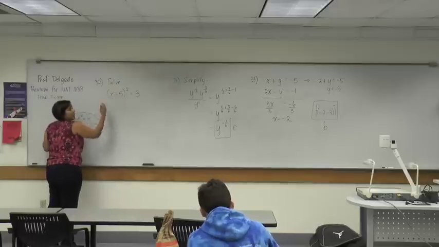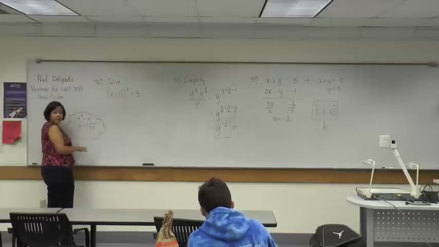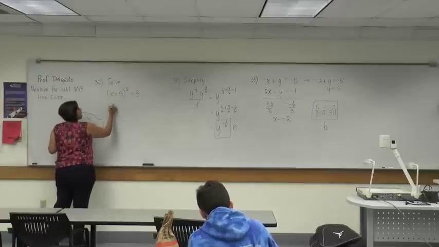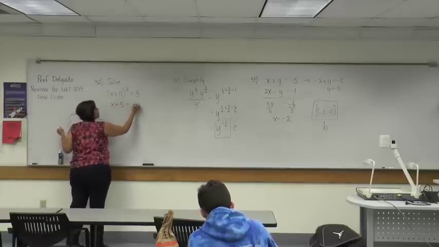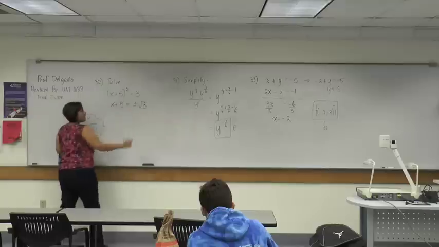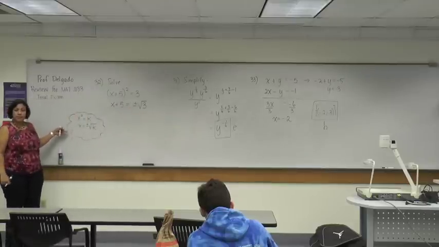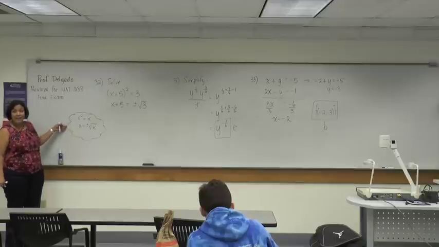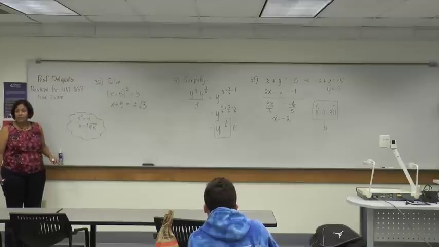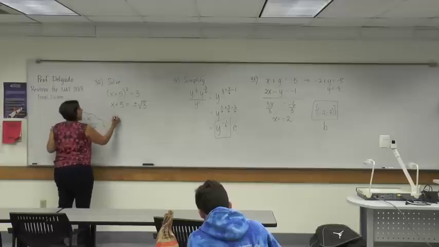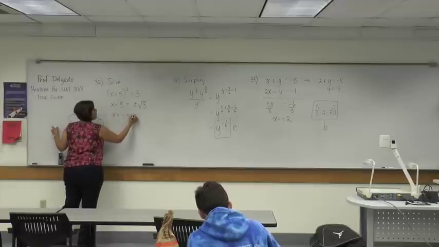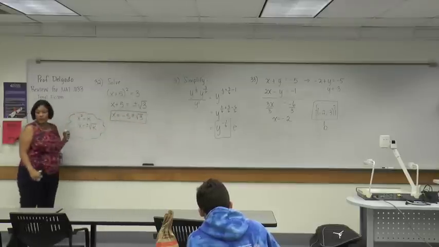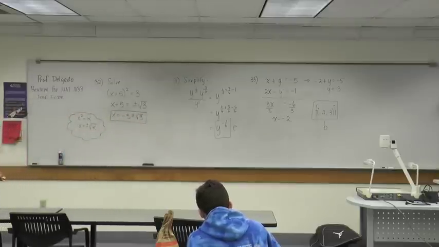Instead of just x squared, we have x plus 5 that's being squared, but we can still use this property. So we're going to say x plus 5 is equal to plus or minus square root of 3. See the parallel to this property? Now we isolate x by subtracting 5 from both sides. So we get x is equal to negative 5 plus or minus square root of 3. We have two solutions, negative 5 plus the square root of 3 and negative 5 minus the square root of 3. That's letter D.